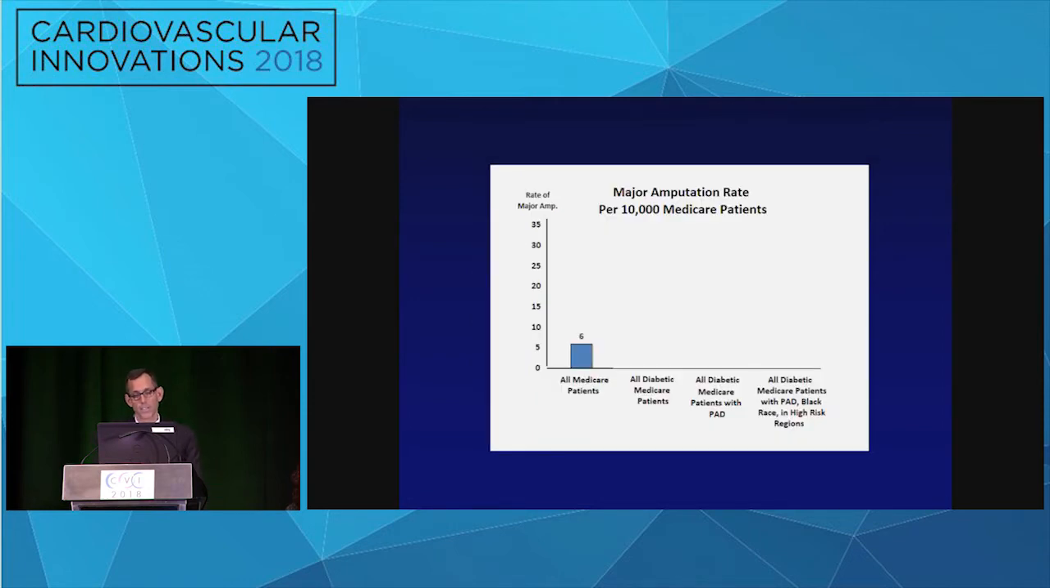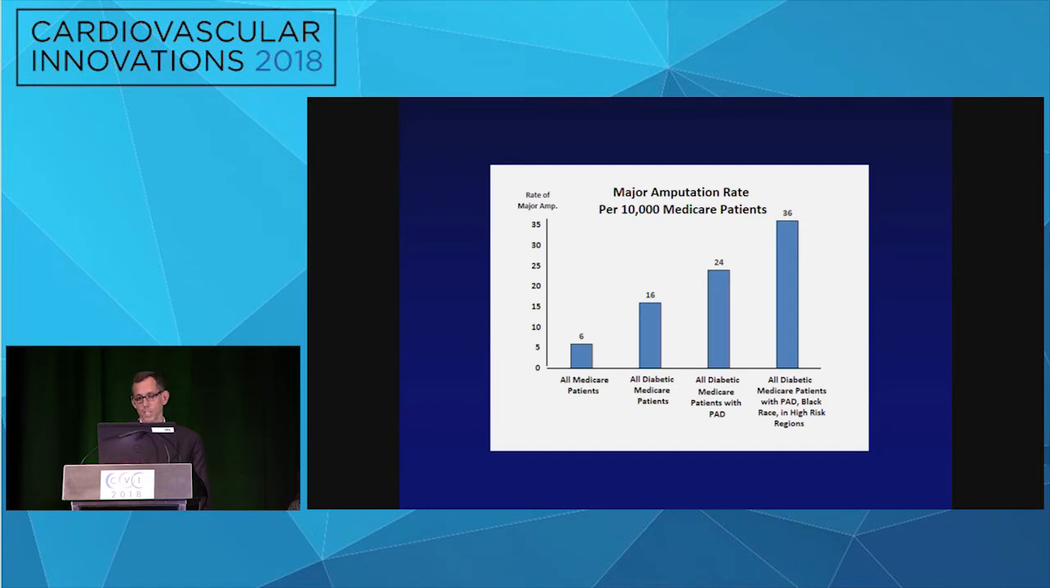We examined this slightly differently. We looked overall at amputation risk per 10,000 Medicare beneficiaries. Overall amputation rates are relatively low, 6 per 10,000. If you look in diabetic patients, somewhat higher, 1.6 per 1,000 or 16 per 10,000. And 24 per 10,000 Medicare beneficiaries if you start looking at just diabetic patients with peripheral arterial disease.